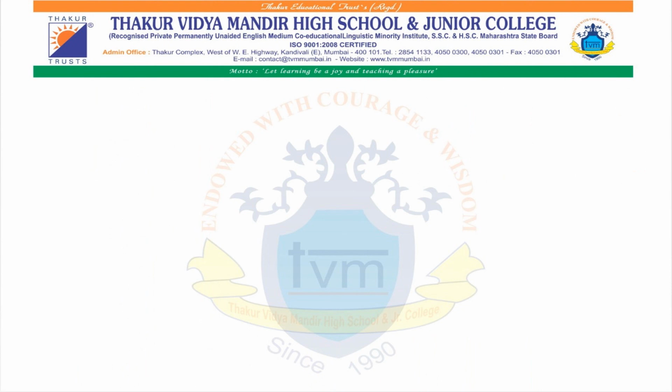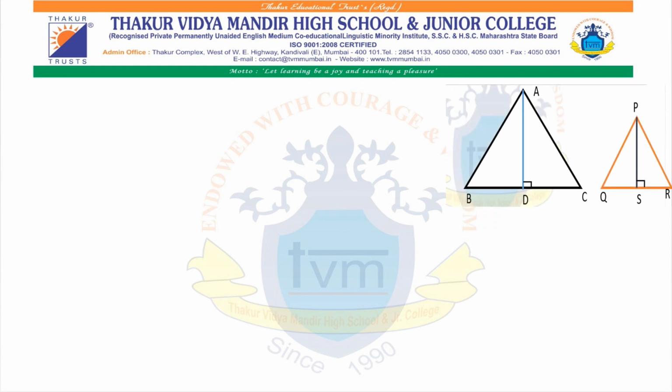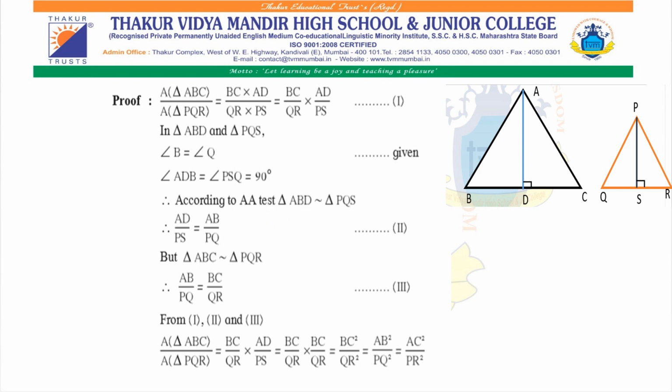Now here is your actual proof. You have area of triangle ABC upon area of triangle PQR is equals to BC into AD upon QR into PS. We have used that property. Ratio of areas of any two triangles equals to ratio of product of their corresponding bases and heights.